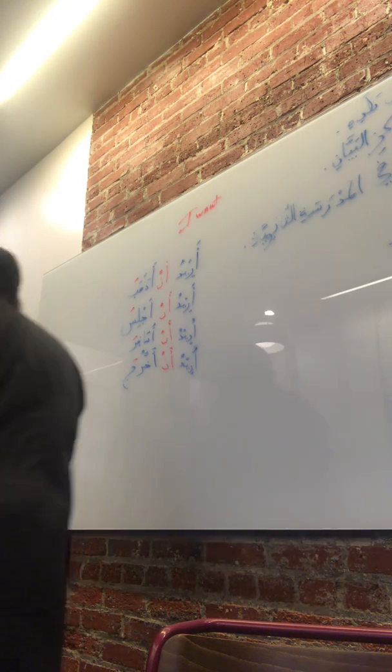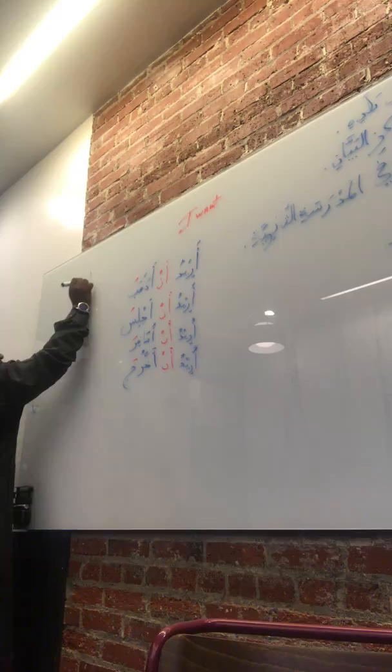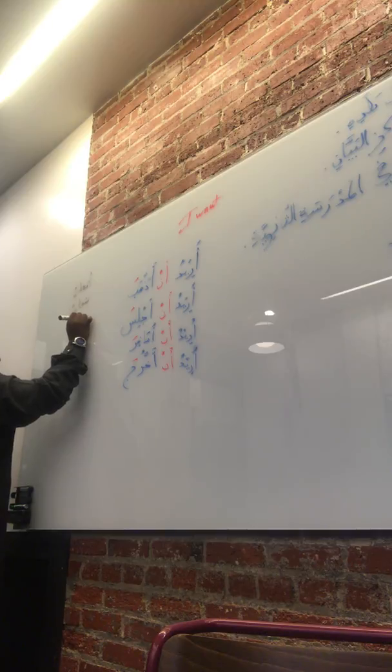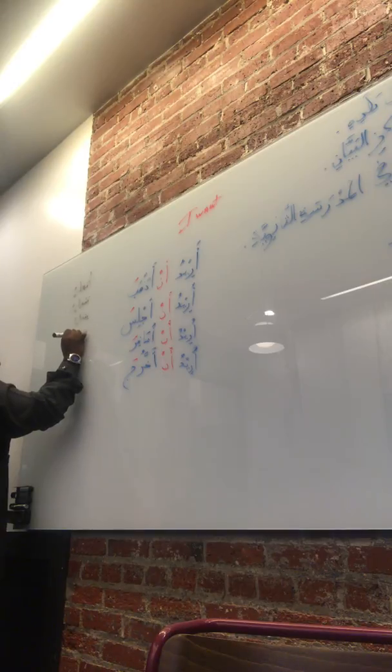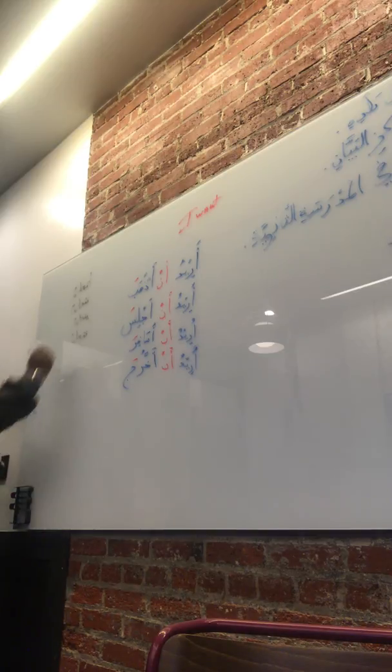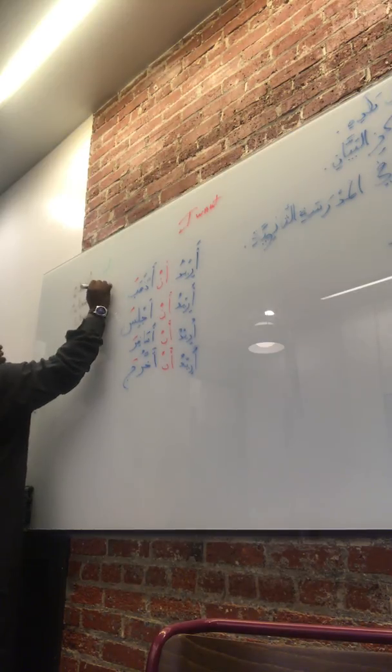So before it was ata'allama. That was when you were talking about yourself. Take the alif out and put a ya. So it should be what? Ata'allama becomes yata'allama. أَتَعَلَّمُ becomes تَتَعَلَّمُ, and it becomes yata'allamu, and nata'allamu. Is everybody following? You remember these things? If you want to write them down, you can. That's fine. It can help you remember.